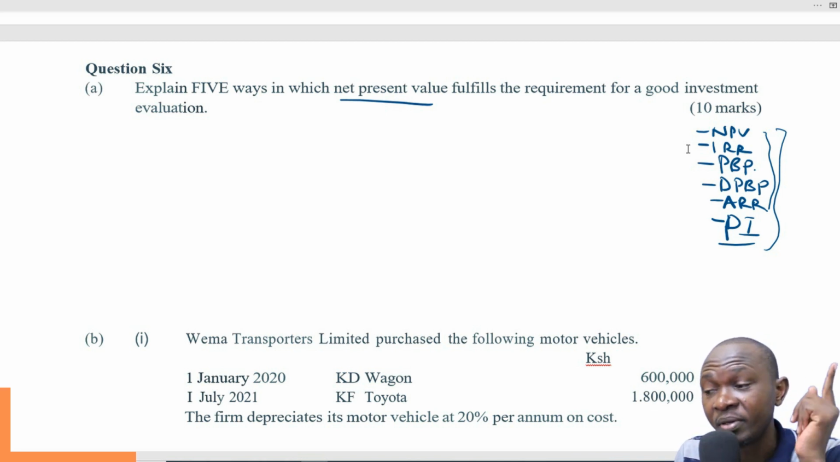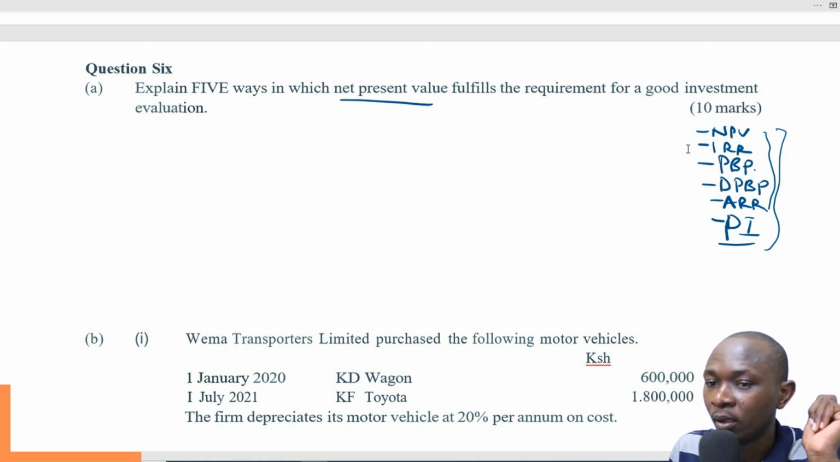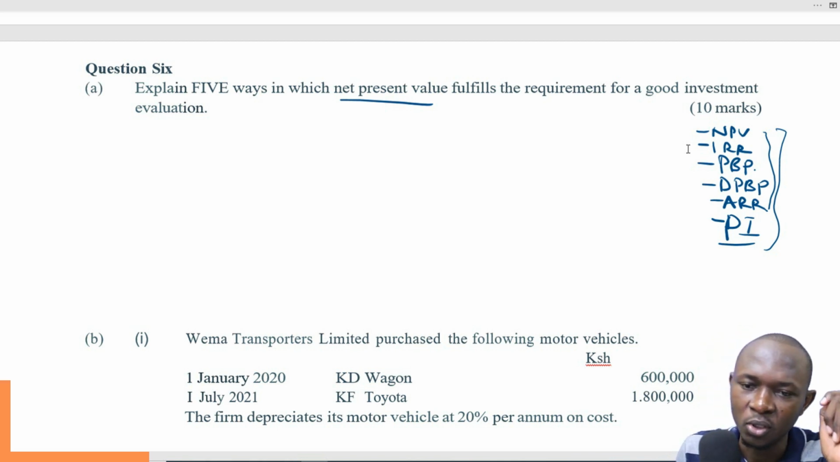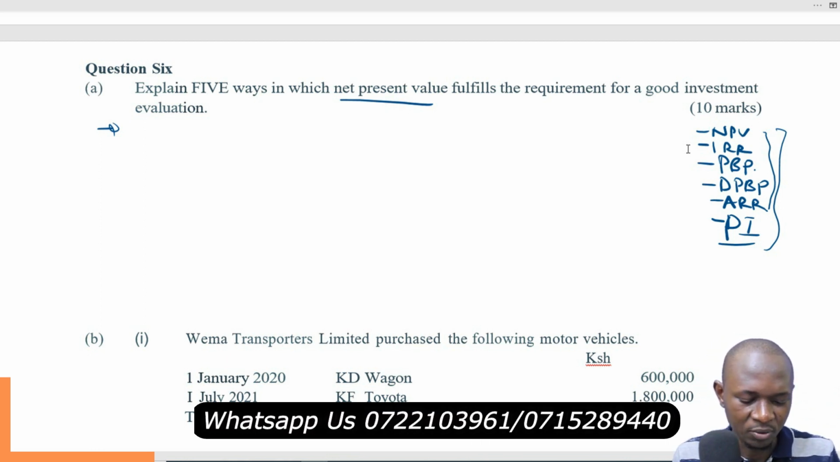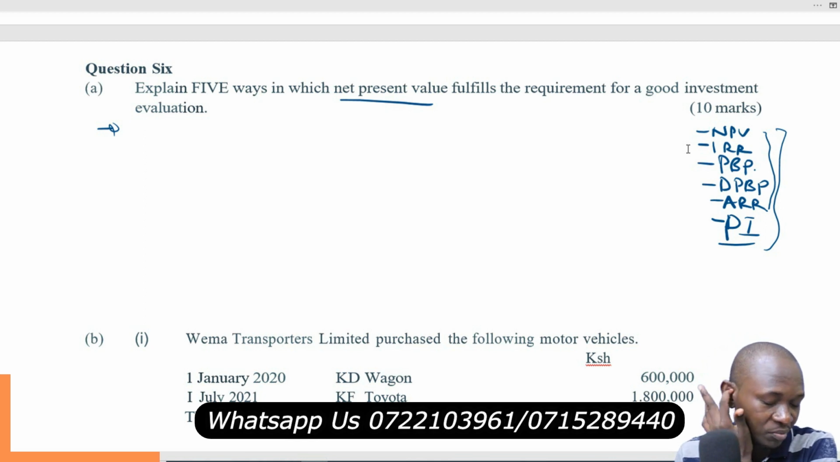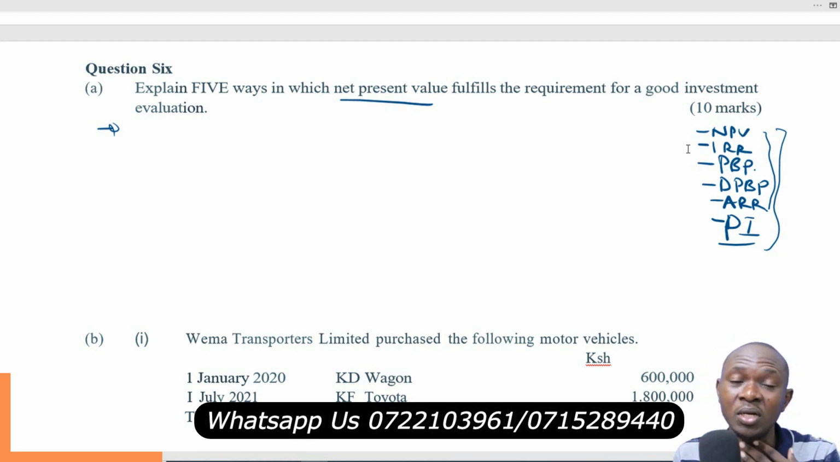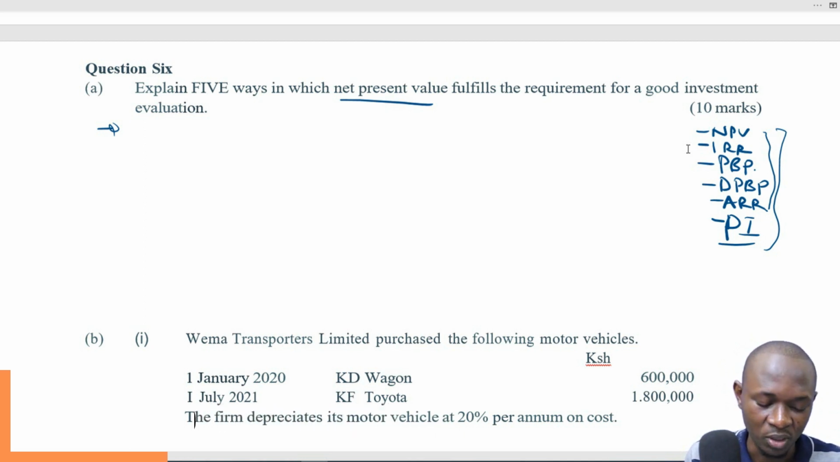But NPV is outstanding. So the question is asking 5 ways in which NPV fulfills the requirements for a good investment evaluation. So we'll go straight to the key points on why NPV is outstanding, why it fulfills the requirements for a good investment evaluation, why it's the best when it comes to investment appraisal or evaluation.